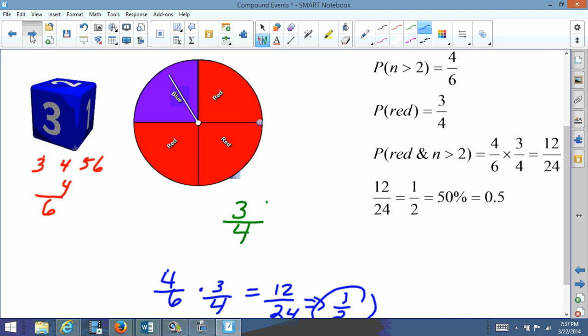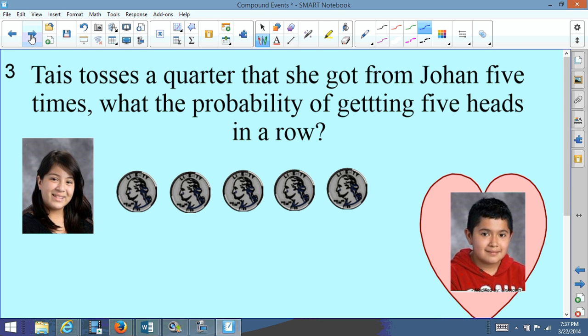So nice question. Here's an independent probability question for you about a young lady, Thais, tossing a quarter that she got from Johan 5 times. She wants to know what's the probability of getting 5 heads in a row. So there's a nice question. See if you can get it. We'll talk about it tomorrow.